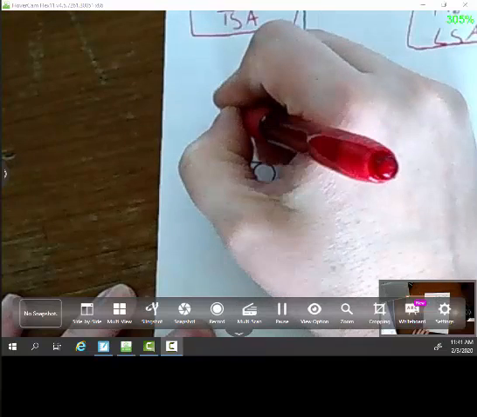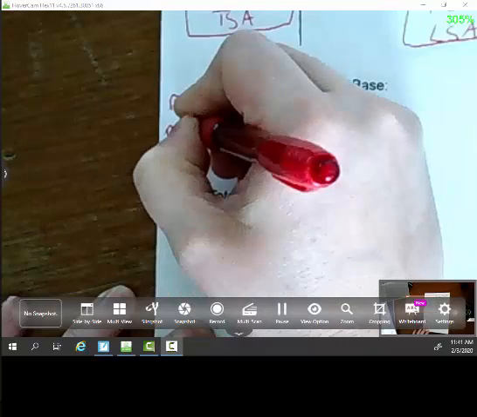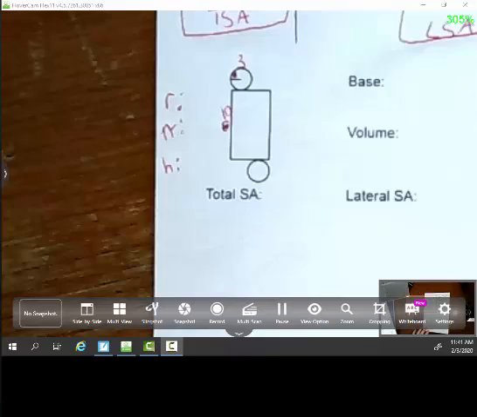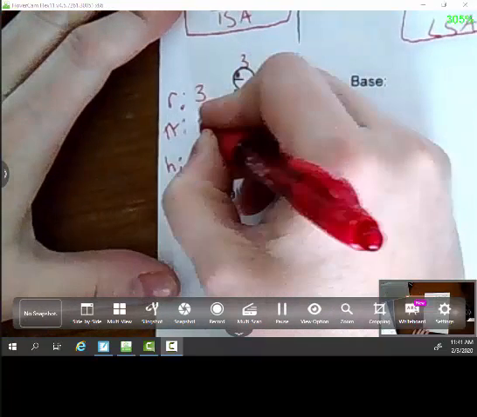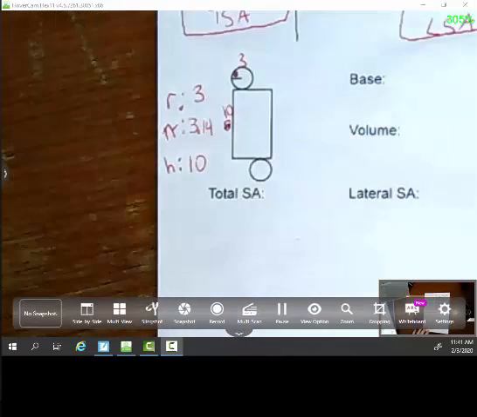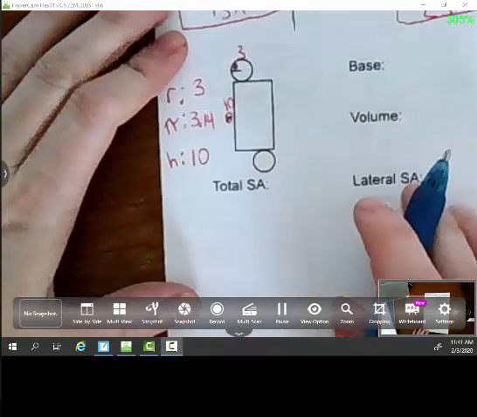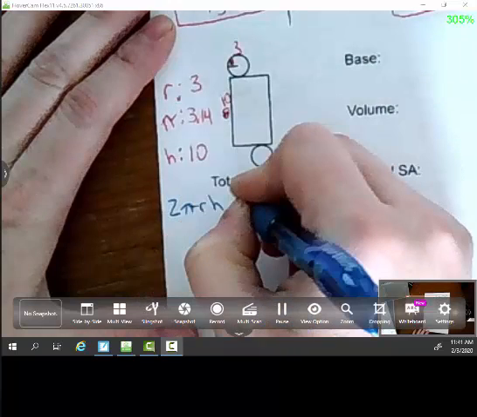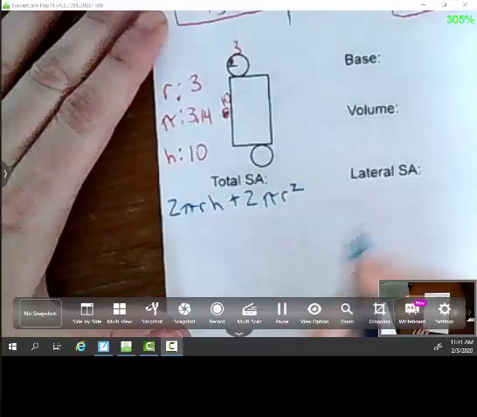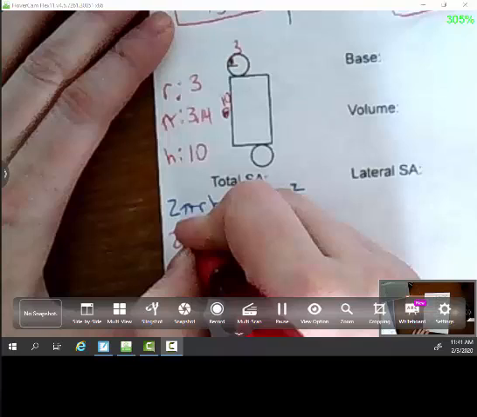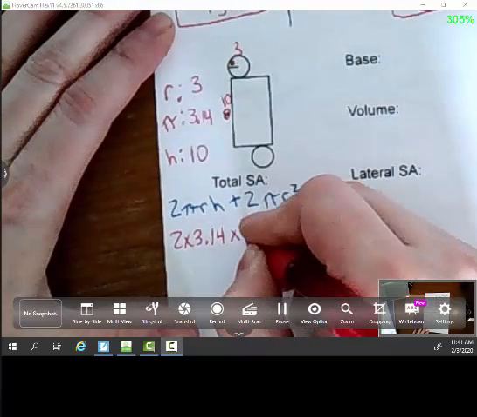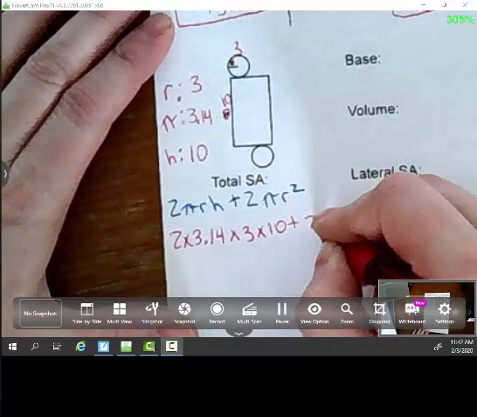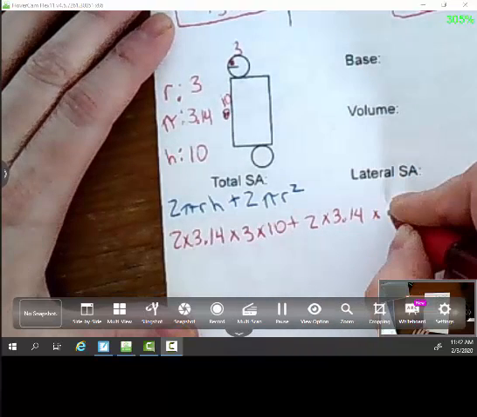So change that to 3 and that to 10. Before we do anything, what do we need to find? Radius, pi, and height. What is the radius? What's pi? Height? 10. What's the formula for total surface area? 2 pi r h plus 2 pi r squared. 2 times pi times our radius times our height plus 2 times pi times radius squared.